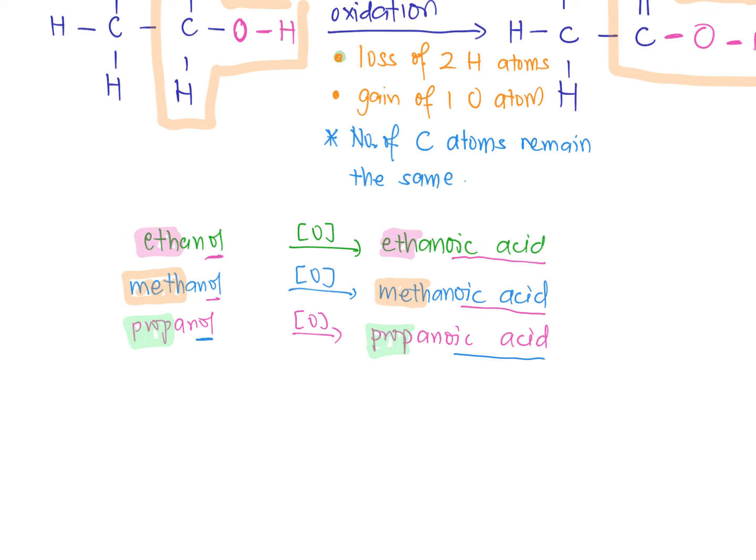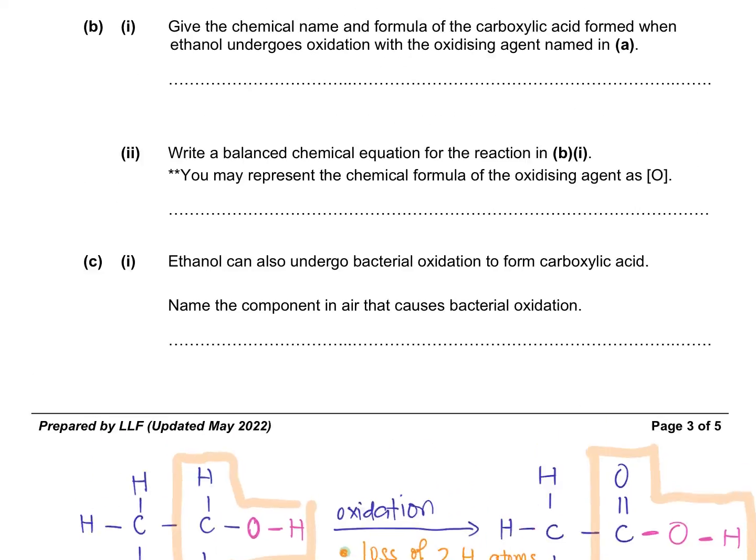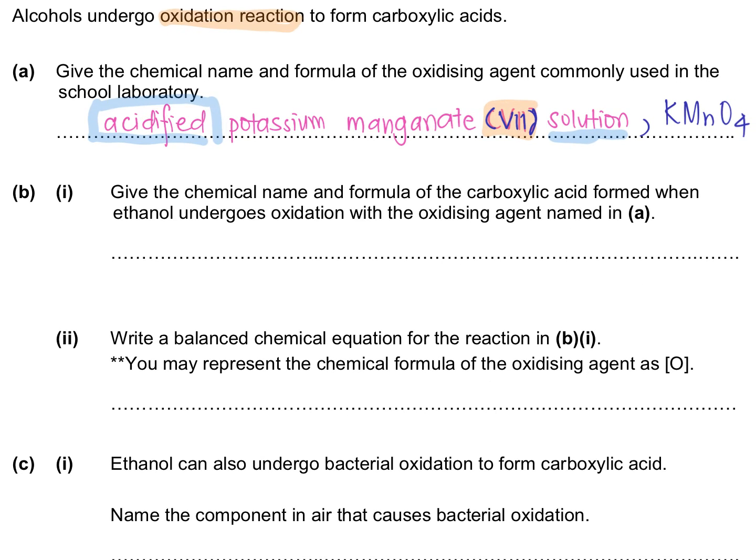You're done with this part? Can I move back? Okay, so move back to your B part 1. Give the name and the chemical formula of the carboxylic acid form when your ethanol undergoes oxidation. You already answered this. The name is ethanoic acid. The formula is CH3COOH. I'll explain the part on your molecular formula later.